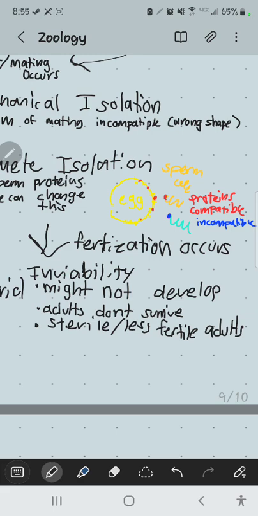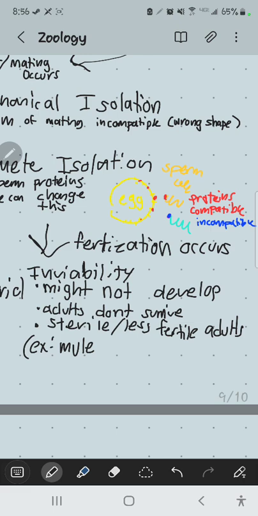So let's write this example down, for example, a mule. I'll write it this way. We have a female horse crossed with what's called a jack donkey, which is a male donkey, and the resulting offspring is what's called a mule. And mules, for the most part, are sterile, right? Most elementary school kids would know that a mule is sterile.